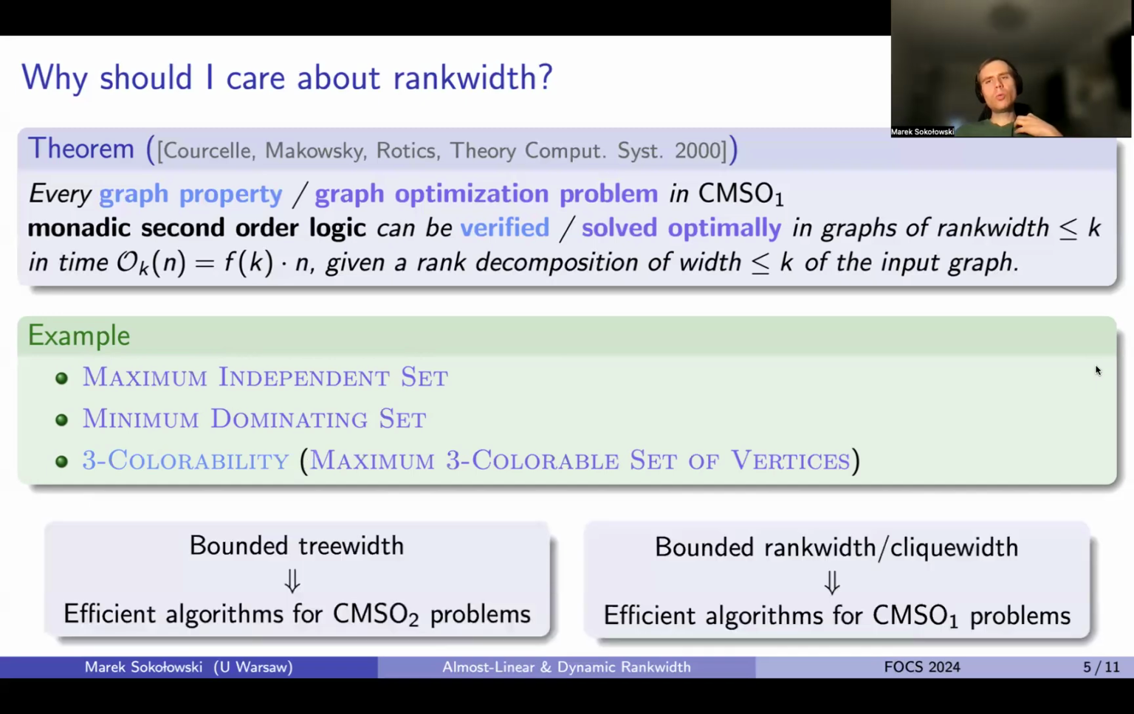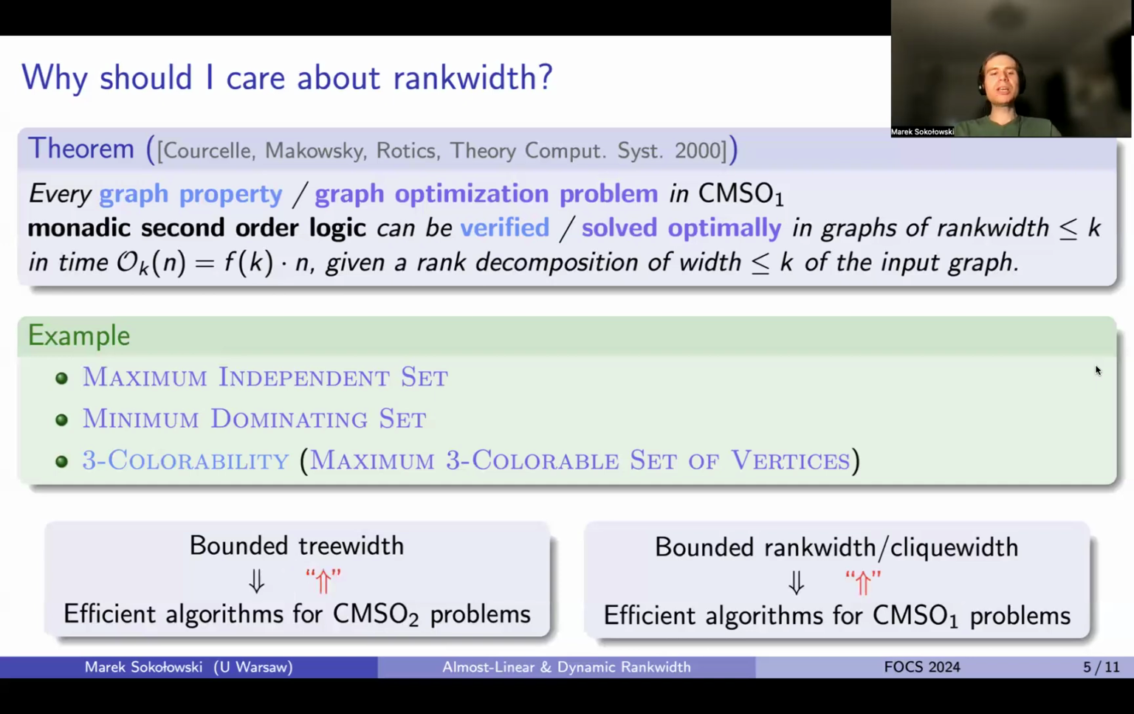Okay, so we have this well-known Courcelle's theorem that says that for this sparse counterpart of rank width called treewidth, we can devise efficient algorithms for a slightly larger variant of logic called CMSO2, where we additionally permit quantifying over the sets of edges instead of just sets of vertices. And to summarize the theorem above, for bounded rank width and or clique width, we can devise efficient algorithms for problems expressible in CMSO1 logic.